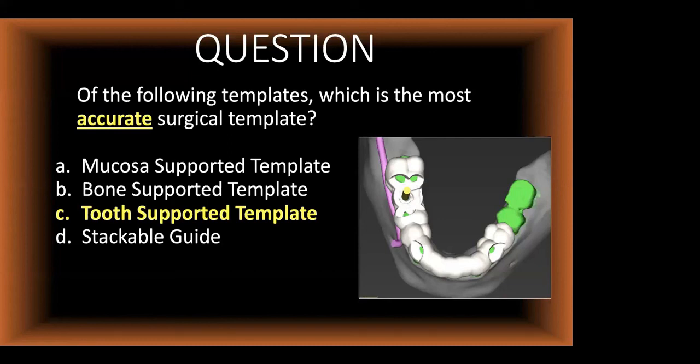If we look at our list, the least accurate is a mucosal supported template, because this is a template that rests on the tissue. Tissue is very variable, it gives, and it fluctuates from when that CBCT was taken. So the bottom line is a tooth supported template. If you can ever use one, that is the most accurate. A bone supported template is the second most accurate, and certainly the mucosa supported is the least accurate, and that is pretty conclusive in most of the studies out there.